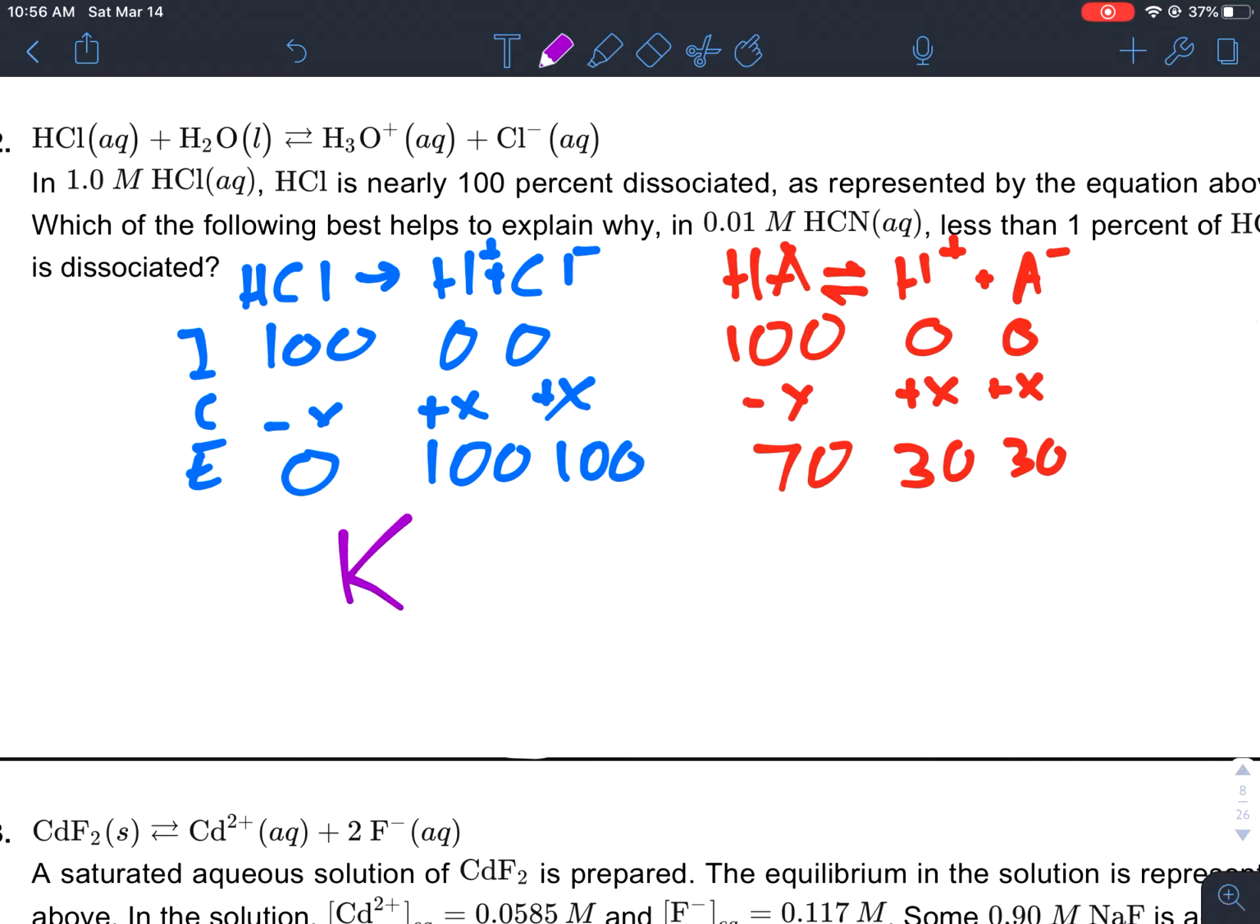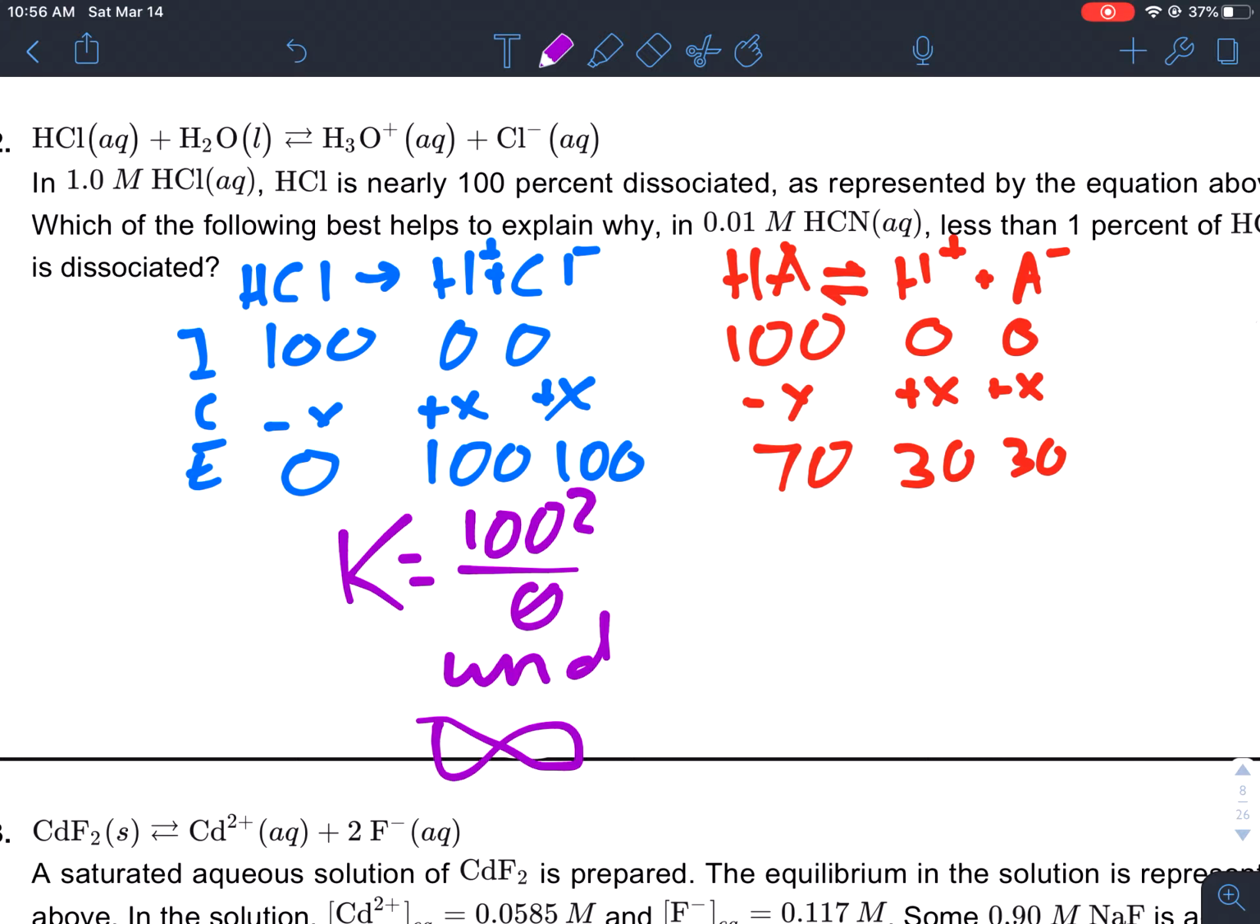Here, the K, I don't care what that is. It's 100 squared over 0. And you know what 100 squared over 0 is? It's undefined. And you know what undefined is? It's basically infinity, right? Now, the K over here would be 30 squared over 70. And even if it was 70 squared over 30, either way, it's like some number, okay? Point being, look at possible answer choices.